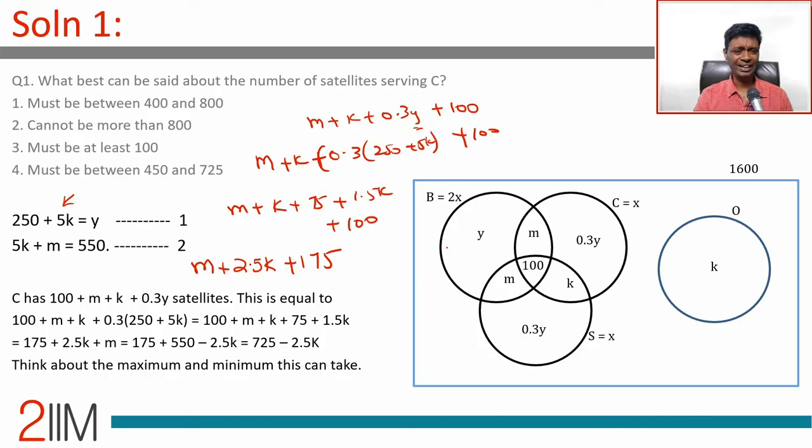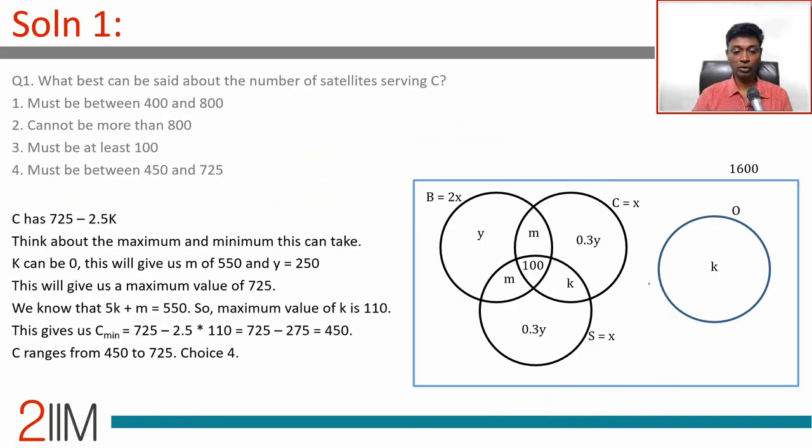Wonderful. But we have something linking M and K as well. M is 550 minus 5K. We can write that. So this is 550 minus 5K plus 2.5K plus 175. 550 plus 175, that is 725. This is 725 minus 2.5K. This is what set C is. Wonderful. Now let's look at this. Obviously, the answer is not in terms of one value.